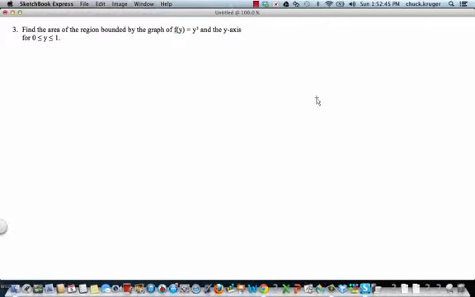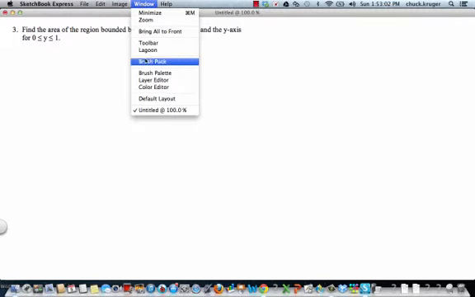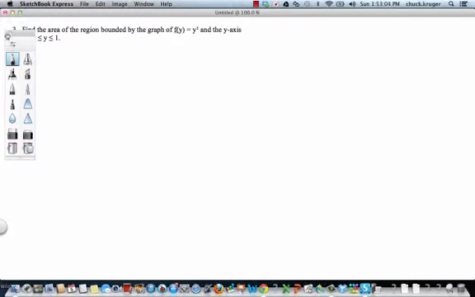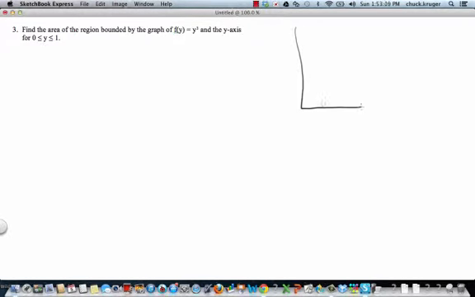Hi, I'm doing example number 3, and if you notice, this one's a little different. Rather than have f of x equals x cubed, this is f of y equals y cubed, and you have the y-axis. So what it means basically, if I were to draw this, I better make sure I did this, because my guess is I forgot.